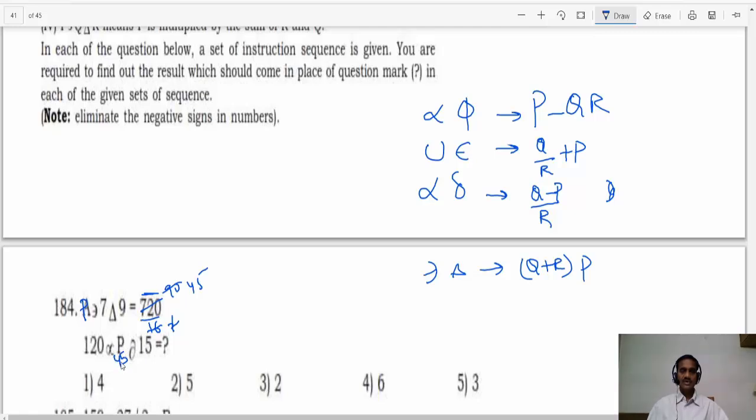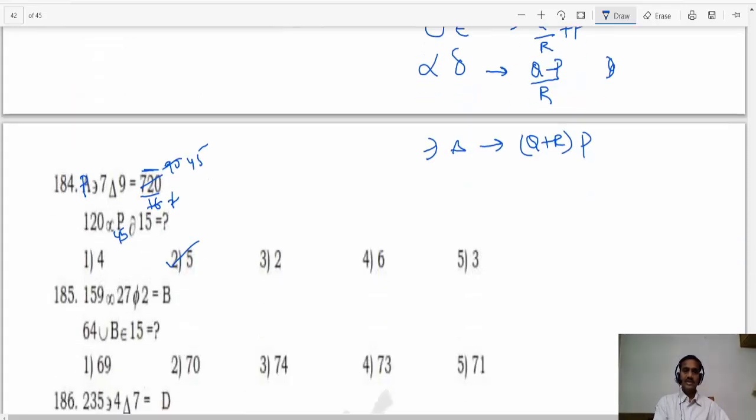120 minus 45. 120 minus 45 is how much? 75 divided by 15. Finally, what is the answer here? 5 is the answer. Here 184, it is choice 2. And similarly you have to work out the remaining చేస్తారు కదా.